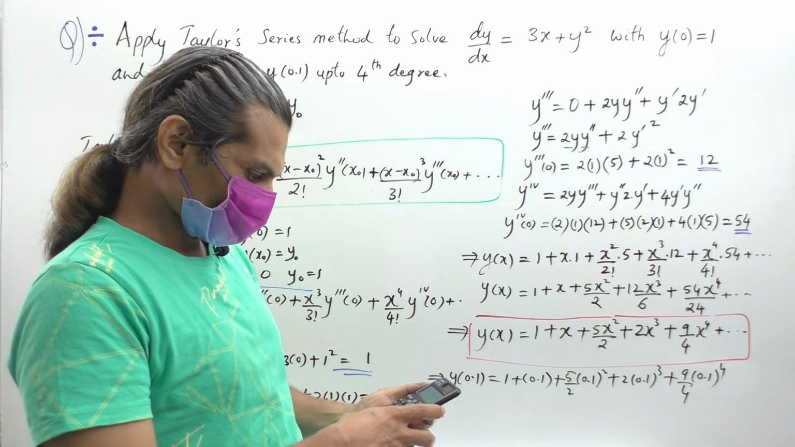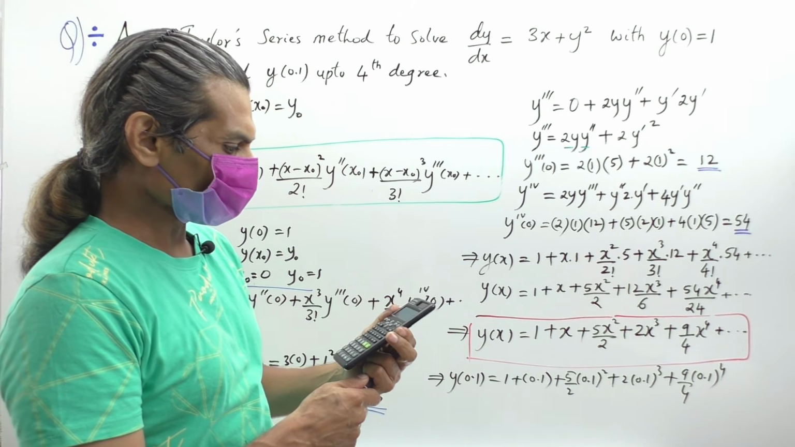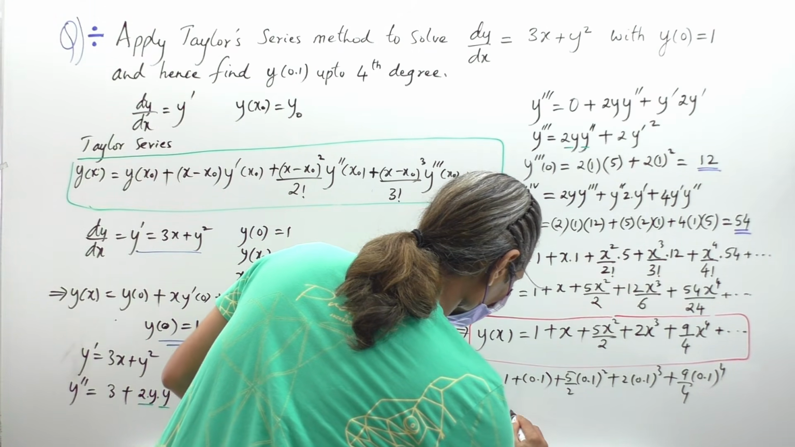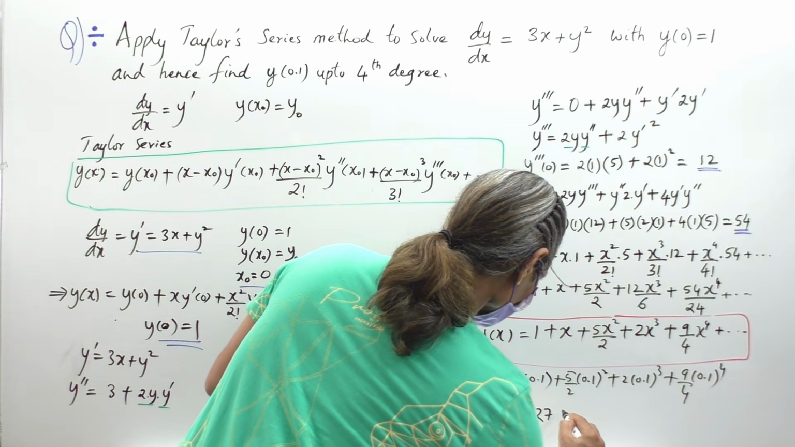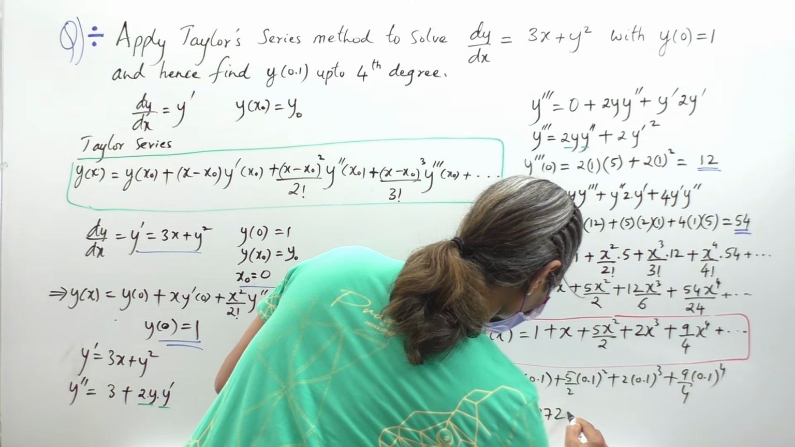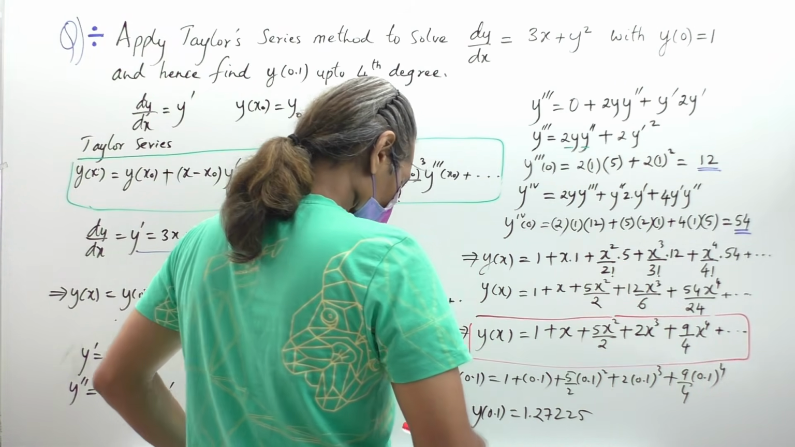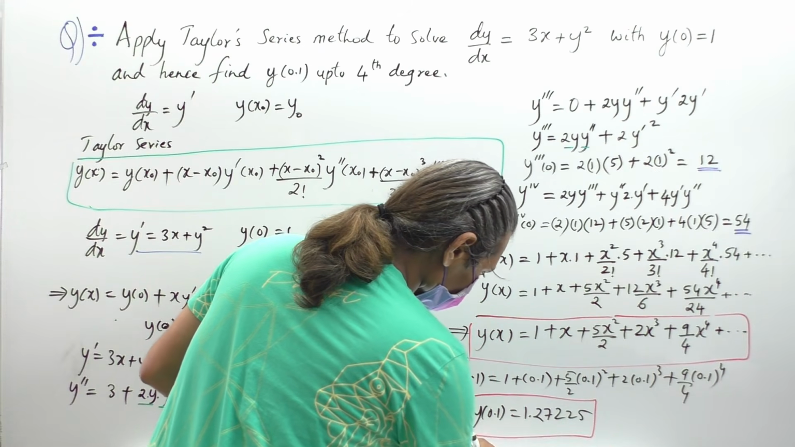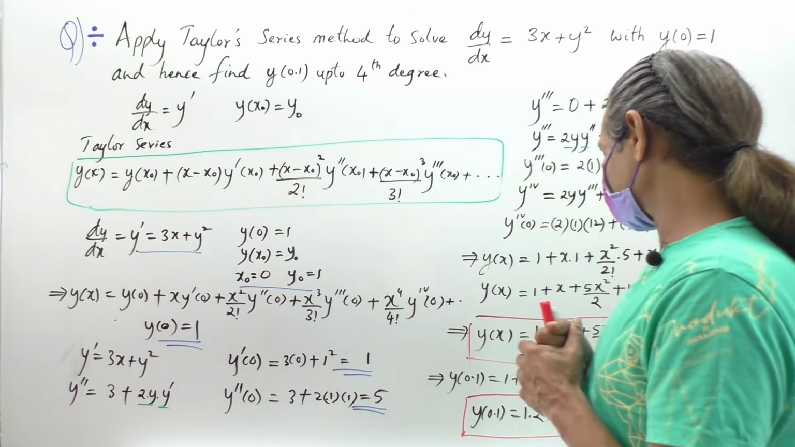Just check it. Yeah, correct. Is equal to. So I am getting the answer as 1.27225. So y of 0.1 equals 1.27225. That's the solution, and it is worth 6 to 7 marks. That's all. That's how it is done.